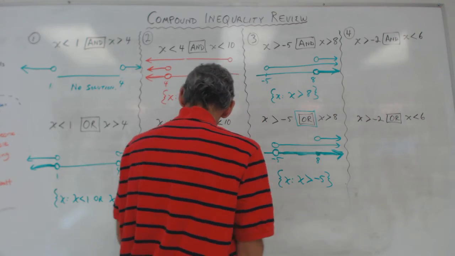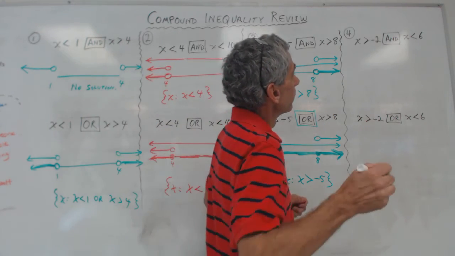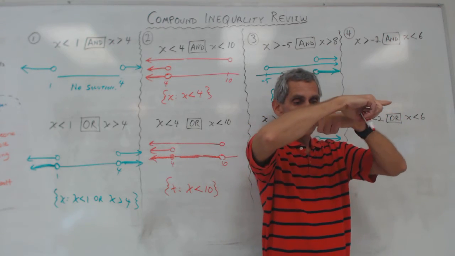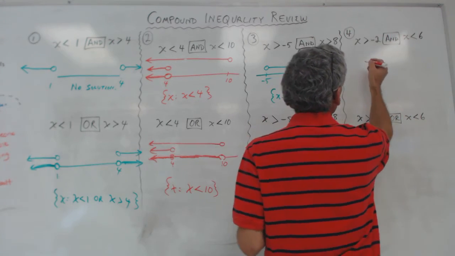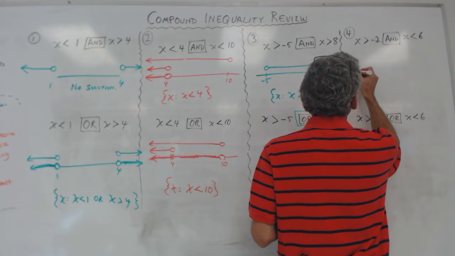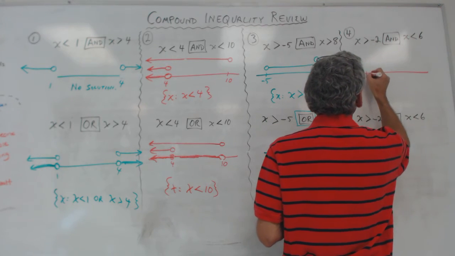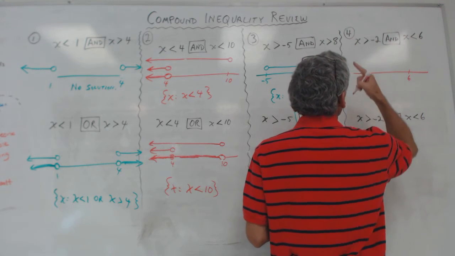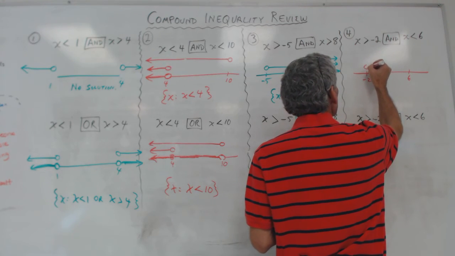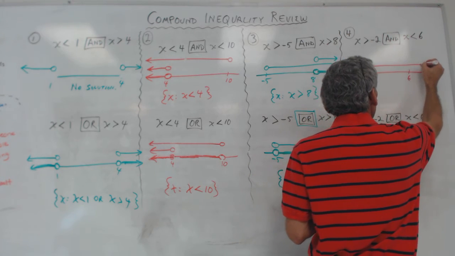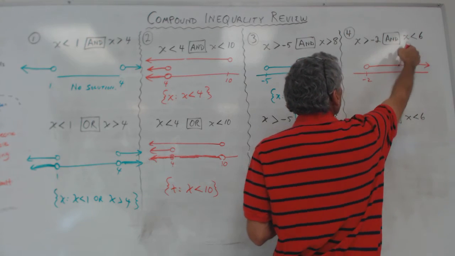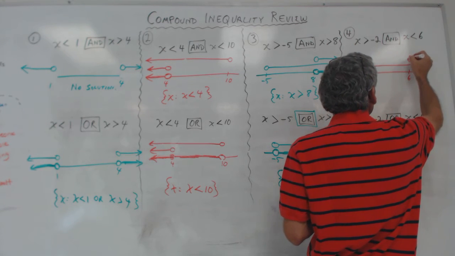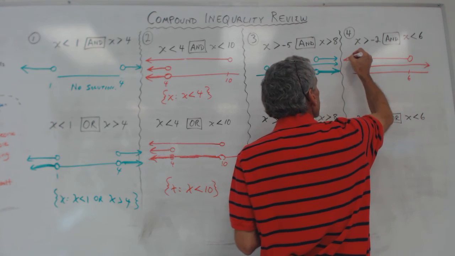All right? Last one. This is a case where they're both going opposite directions towards each other. Okay, so we have our number line again. We got -2 and we got 6. It says x is greater than negative 2, so I have an open circle here, and I'm going to go this way forever and ever. This says x is less than 6. So open circle, I go this way forever and ever.